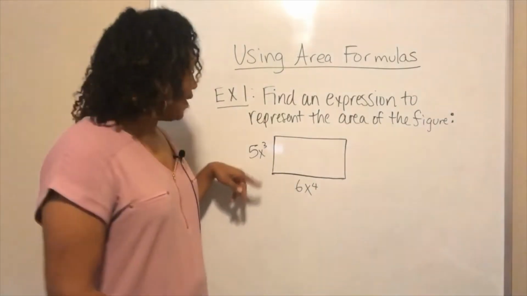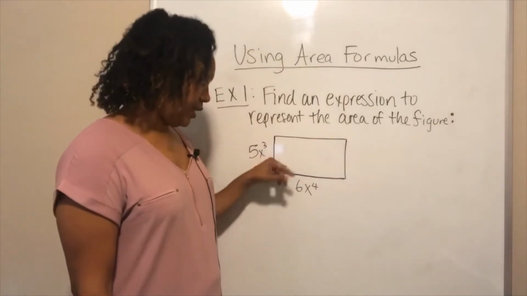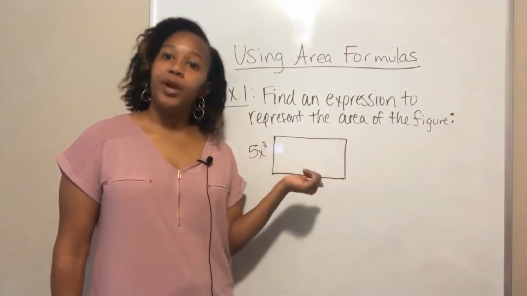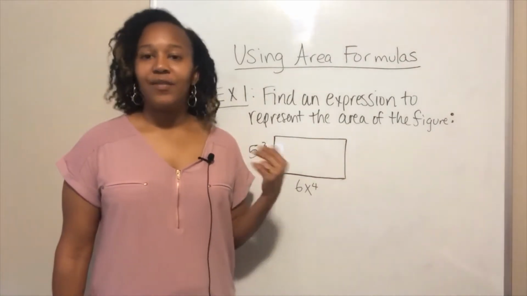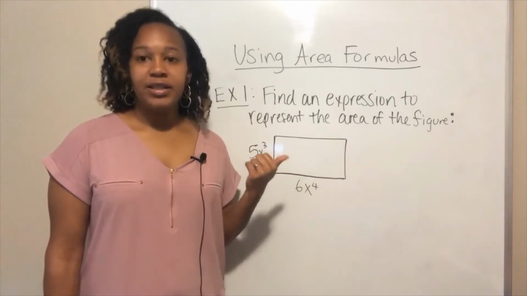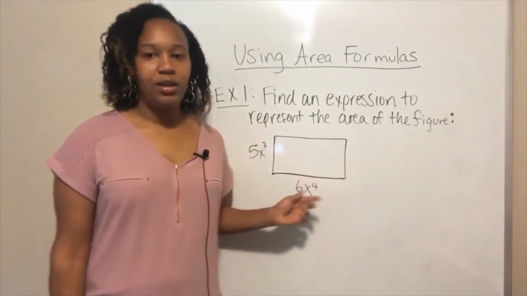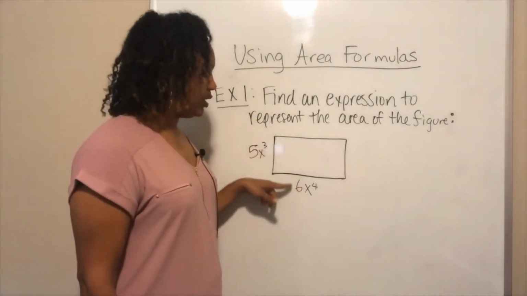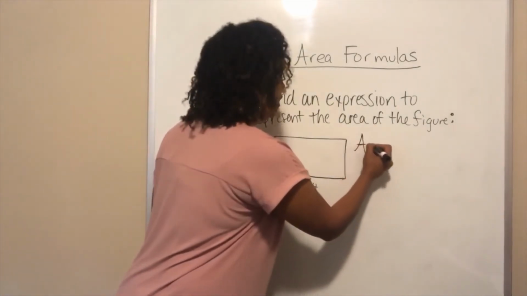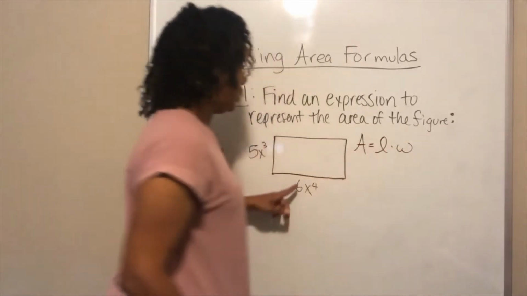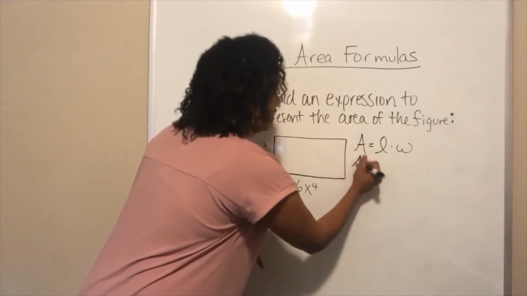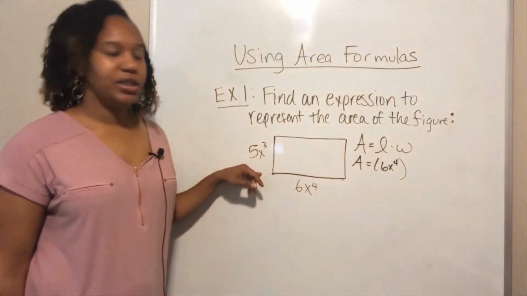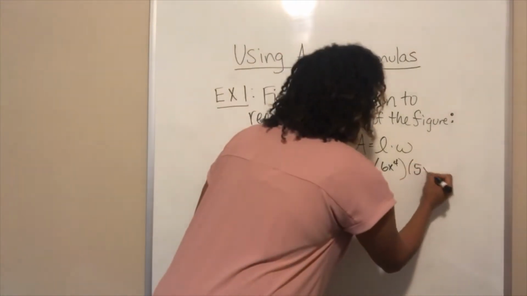For example 1, we want to find an expression to represent the area of this figure here. First of all, you have to know what the shape is. This is a rectangle. And then the second thing you have to know is how to find the area of a rectangle, which we just talked about. To find the area of a rectangle, we do length times width. The length is the longer side, the width is the shorter side. So the length here is 6x to the 4th. So our area is equal to length times width. We'll replace our length with 6x to the 4th. And the width here is 5x to the 3rd. So we'll replace w with 5x to the 3rd.